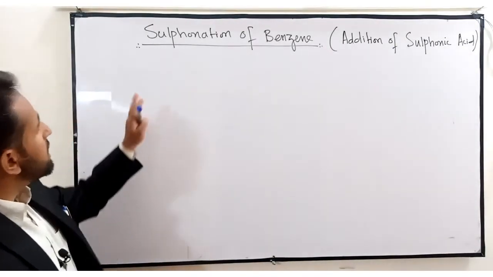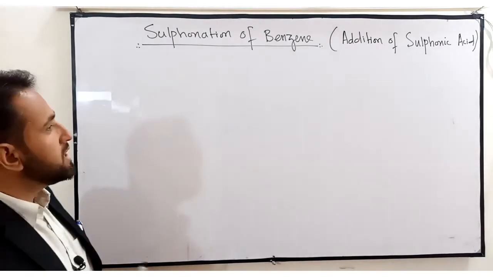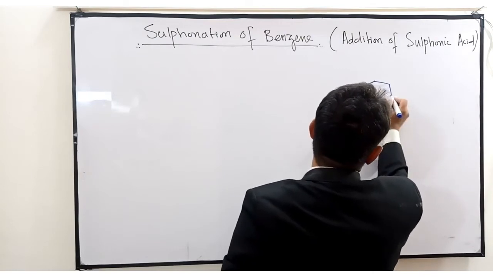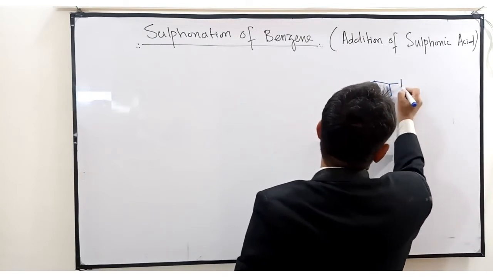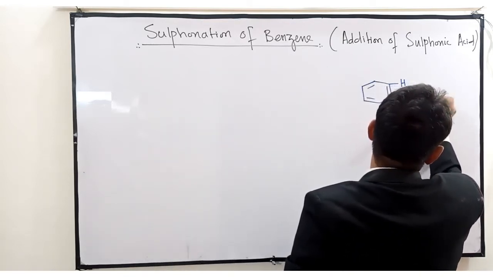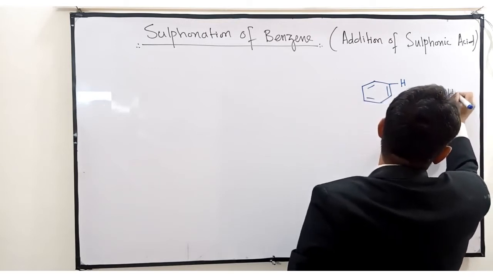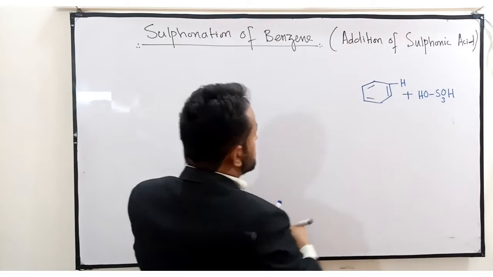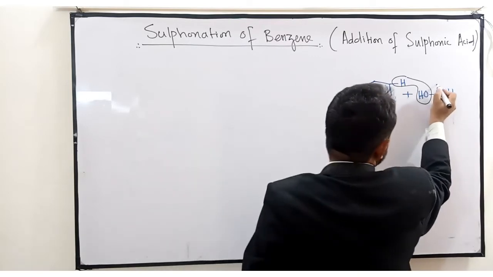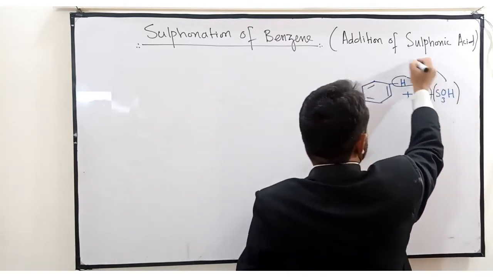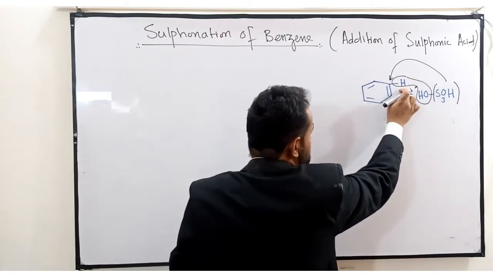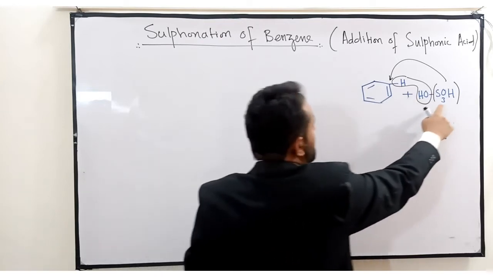So what does sulfonation of benzene mean? It is very easy. Suppose, dear student, this is a benzene molecule. This is one hydrogen atom of the benzene molecule. We will react sulfuric acid with the benzene molecule. This hydrogen atom will be replaced by SO3H. Understand, student? This is known as a substitution reaction, in which one hydrogen atom is replaced with the help of a sulfonic acid group.